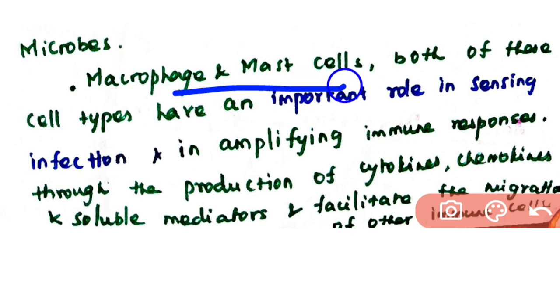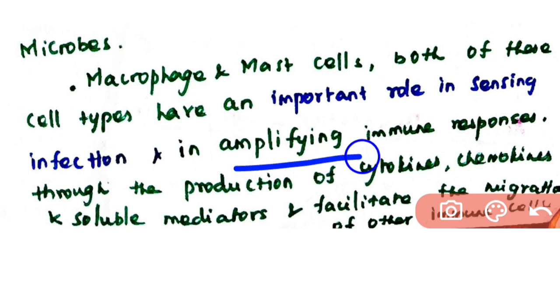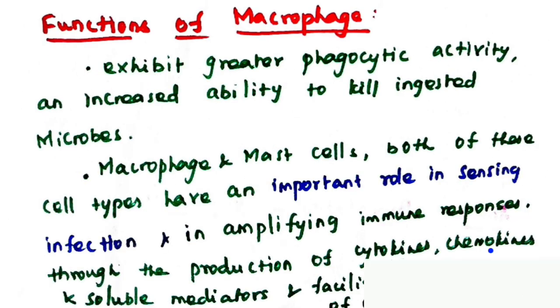Macrophages and mast cells, both of these cell types have an important role in sensing infection, and they amplify the immune responses through the production of cytokines, chemokines, and soluble mediators. They also facilitate the migration of other immune cells to the infection place by releasing these chemical signals.